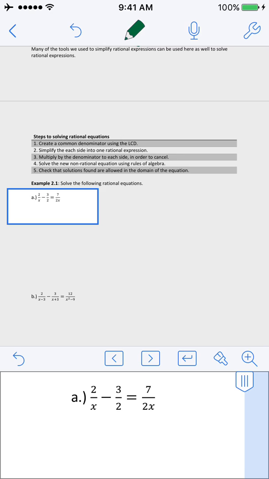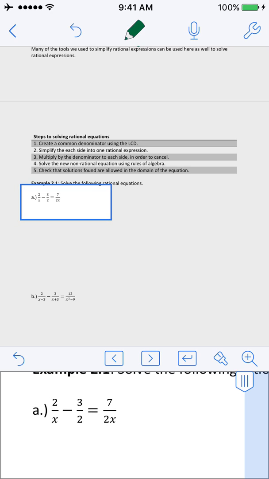But let's go ahead and solve this first one. It's the same equation we saw in the first problem: 2 over x minus 3 halves equals 7 over 2x. Okay. Here's what I'm going to do. I'm going to treat this like an addition-subtraction problem of all 3 terms. It's addition and subtraction for all 3 terms, okay?